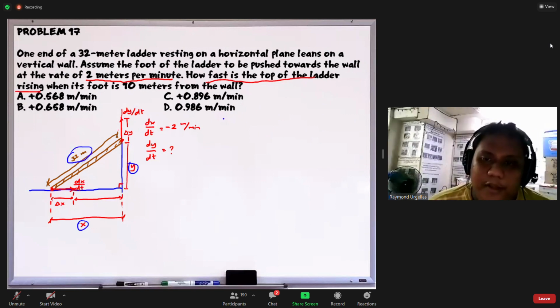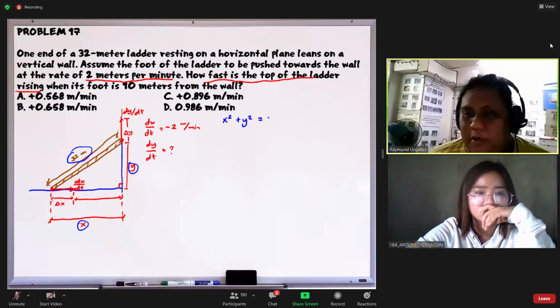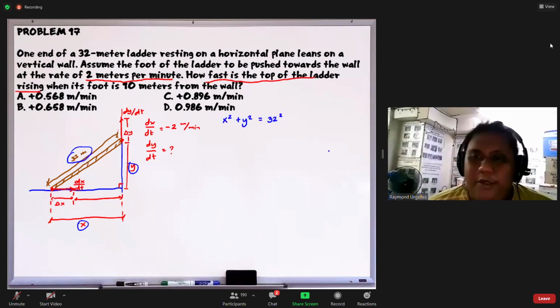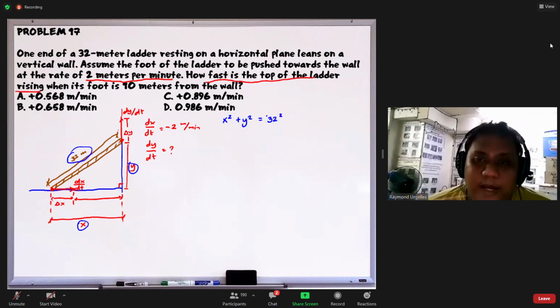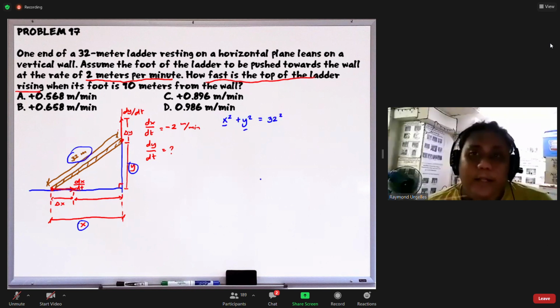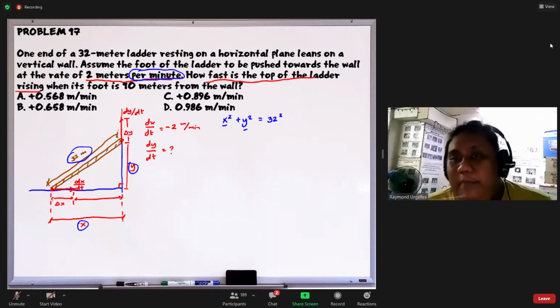So by Pythagorean theorem, we know that x squared plus y squared is equal to 32 meters squared. Hindi ko na nilagay yung unit dito para consistent, so let's assume na naka-meters din yung x and y natin. Tapos yung time, since ang given sa atin dito ay per minute, yung time natin will be in minutes, para consistent tayo. Okay, so meron na tayong equation.